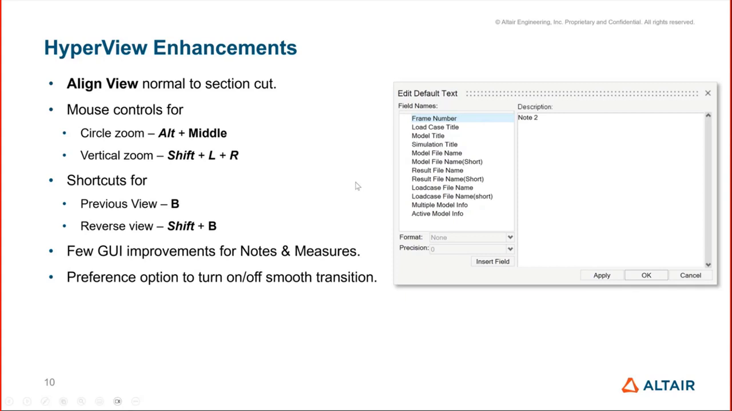And lastly, we have added a preference option to turn on or off the smooth transition between the views. You may have seen that when you change between different standard views in HyperView, we do a sort of view transition on the screen. This can cause some extra draw calls and leads to performance issues with scripting especially. So users can turn it off if they don't prefer to see it. This is available in the preference option, and there are also corresponding TCL APIs to do the same.